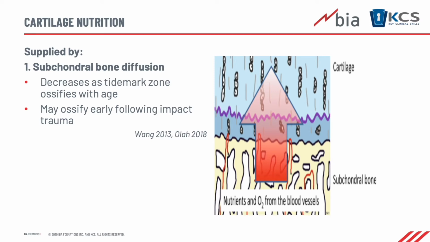Unfortunately, what does tend to happen with age is that the tide mark zone starts to ossify, and as such can essentially start to clog up the pores, so to speak, of that tide mark zone, and thereby decrease the amount of diffusion from subchondral bone.